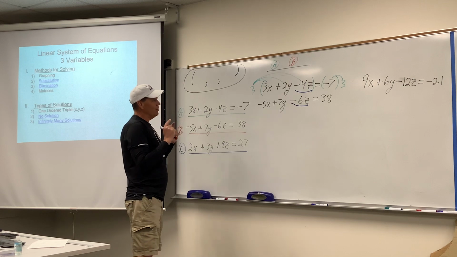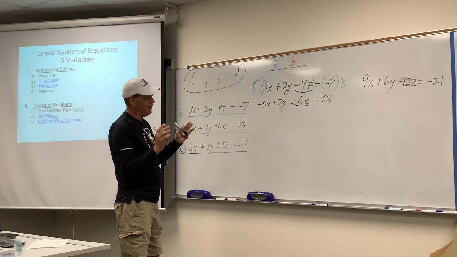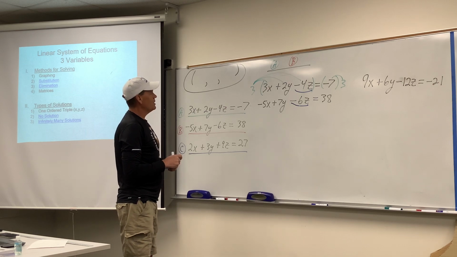I'm double checking as I do this. I'm not going to make another mistake like I did and spent 16 minutes taping earlier and I messed up. So 9x plus 6y minus 12z equals negative 21.